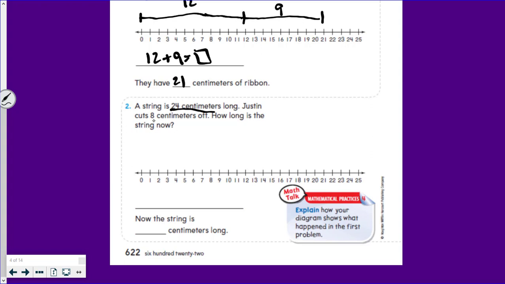Justin cuts 8 centimeters off. Okay, how long is the string now? So he cut some of it off. All right, so let's see. He had 24 centimeters.